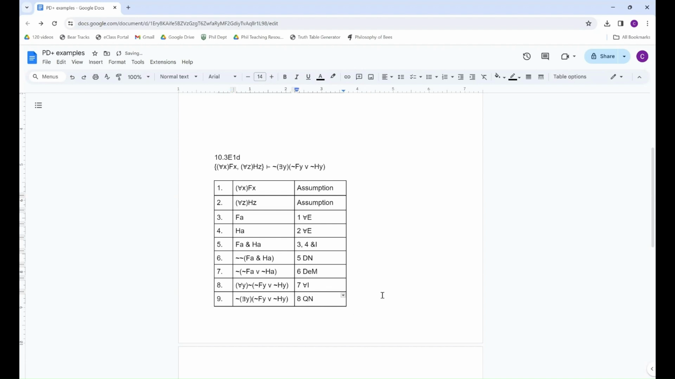And that works out to be a much shorter way of doing this derivation than trying to set up all the subderivations using negation introduction and then existential elimination. If you can just do the quantifier negation bit, it saves a ton of time here.